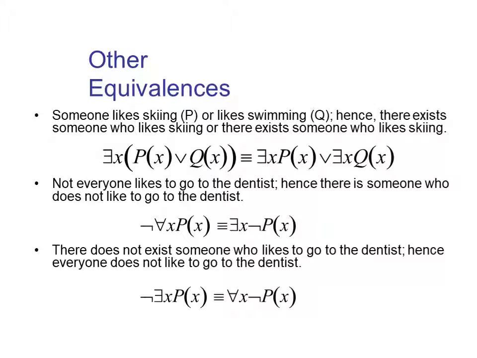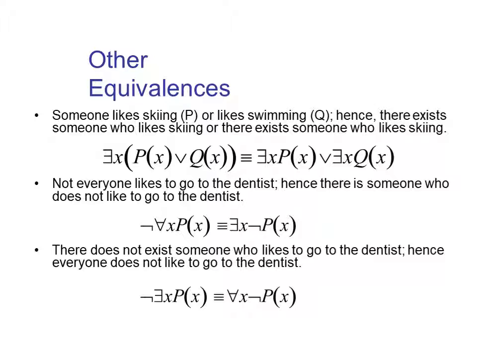Next statement: not everyone likes to go to the dentist. Hence, there is someone who does not like to go to the dentist. That is, the negation of for all x, P of x equals there exists x, negation of P of x. We know all of you fear the dentist. Someone doesn't like to go to the dentist, but some people are ready to go. That is not everyone but someone.